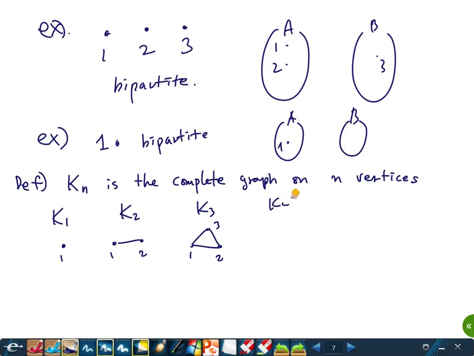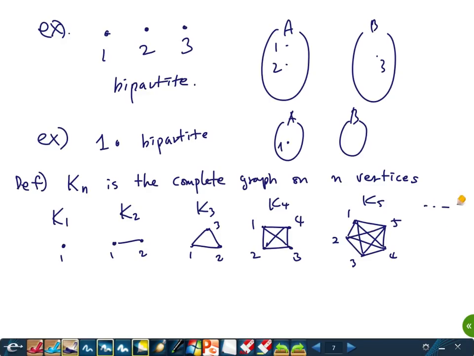What is K4? We have 4 vertices, 1, 2, 3, 4, and every two of them are connected like this. K5? 1, 2, 3, 4, 5. Then any two of them are connected like that. It goes on like this. This will be used often, the complete graph.